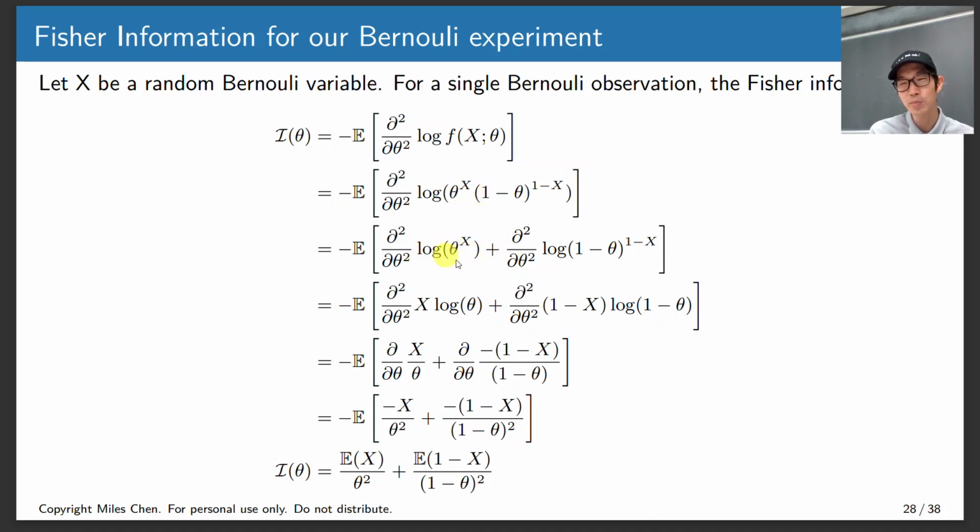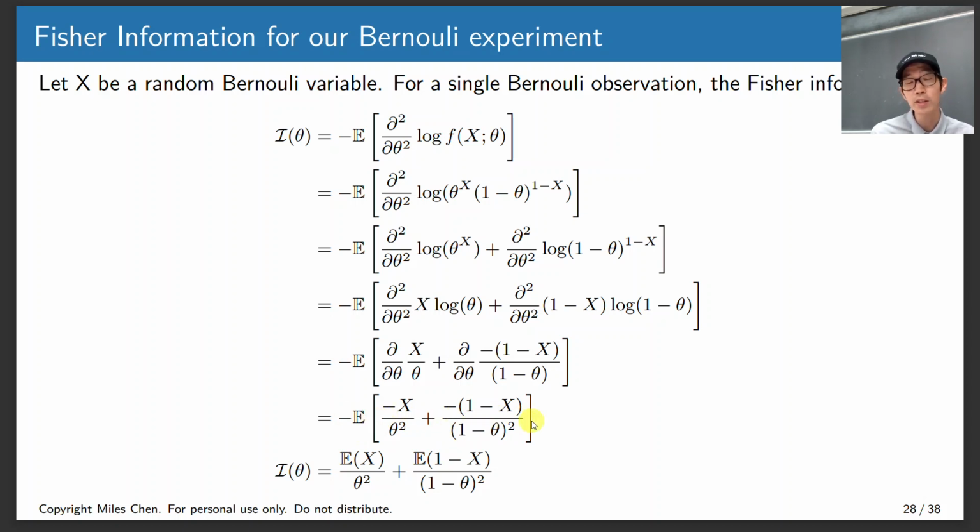I'm going to split this up into the log of theta to the x, plus the log of 1 minus theta to the 1 minus x. Using log rules, I get x log theta plus 1 minus x log 1 minus theta. The first derivative gives me x over theta, minus 1 minus x over 1 minus theta, and then the second derivative gives me negative x over theta squared, plus negative 1 minus x over 1 minus theta squared. And if I say, okay, what is the negative expectation of this?